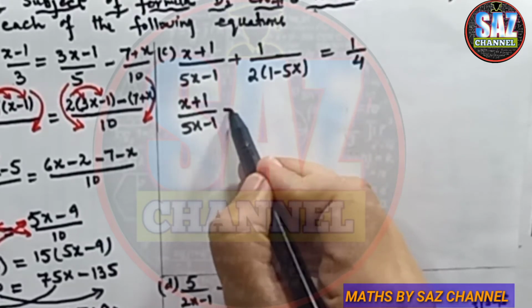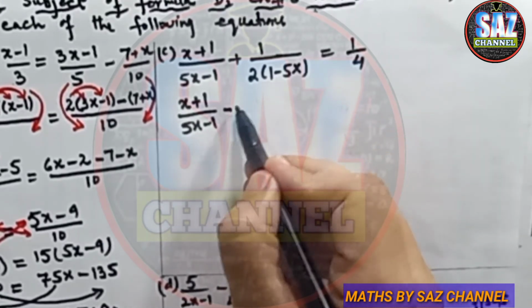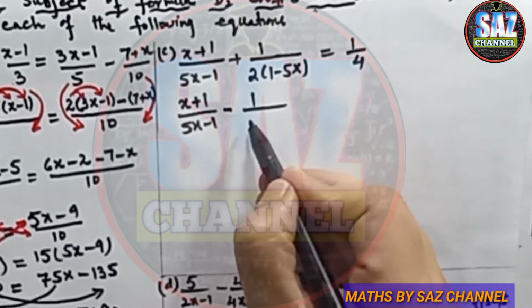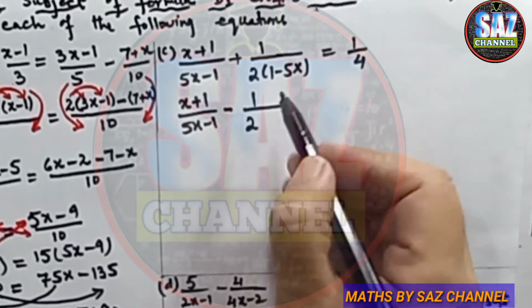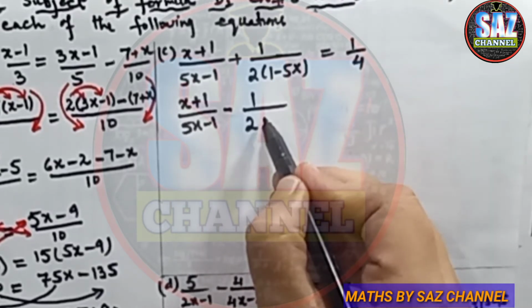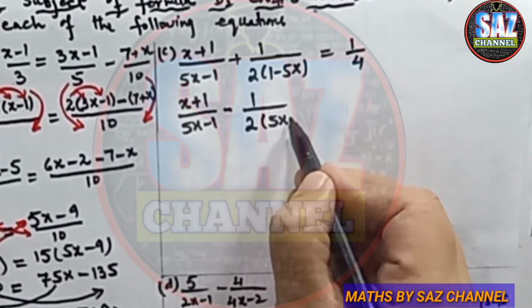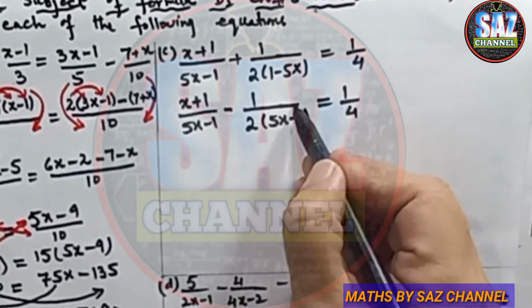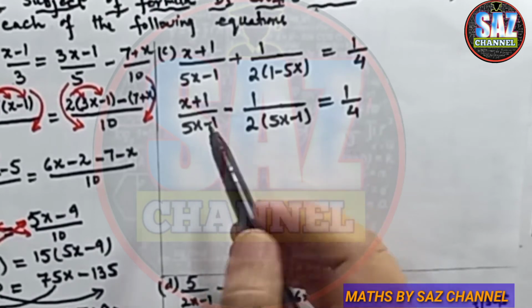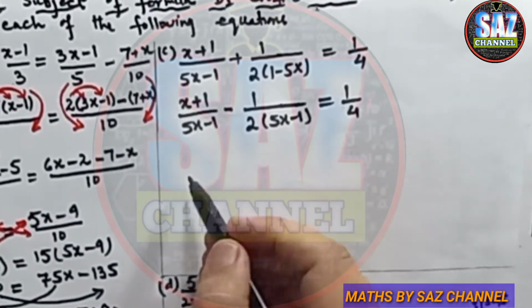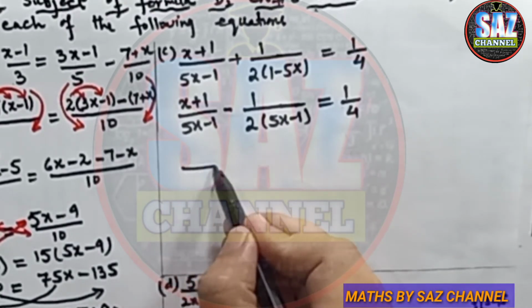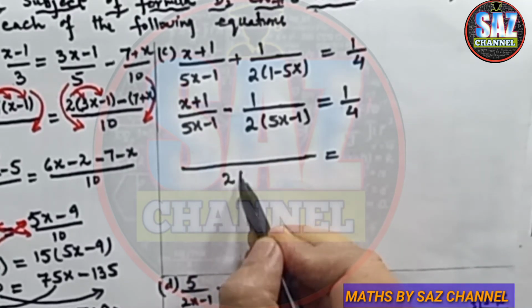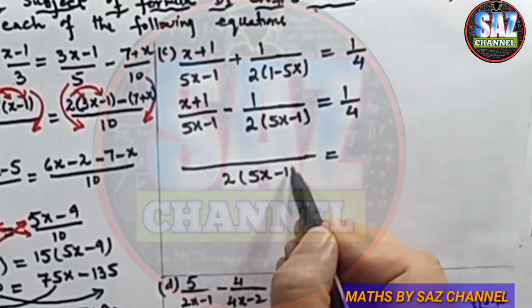Now I'm multiplying and dividing the second fraction by a minus sign. One of the minus signs will change this middle sign, and the other minus sign will affect this factor, and it will take the form (5x minus 1) equal to 1 by 4. Now if we look at the denominators carefully, we can see that 5x minus 1 is the common factor. Now we have to take the LCM, and the LCM of the question will be 2 into (5x minus 1).